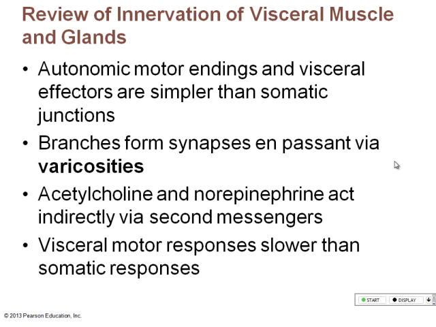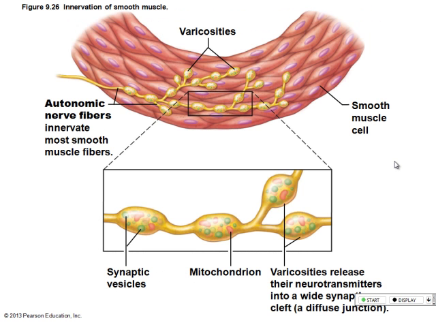Acetylcholine, norepinephrine act indirectly via second messenger systems to innervate visceral motor response. And these are what kind of cells? So we're not talking skeletal muscle when we talk internal organs. We're talking smooth muscle. So we see these little groups in extensions in the autonomic nervous system called varicosities. And this is where we're going to see the release of neurotransmitter for visceral innervation.